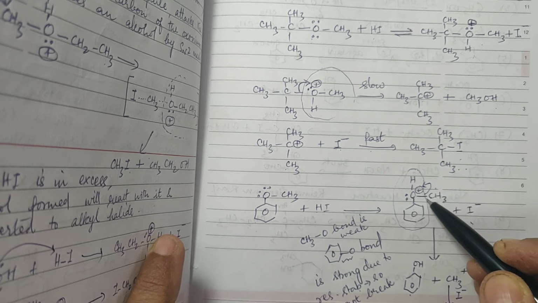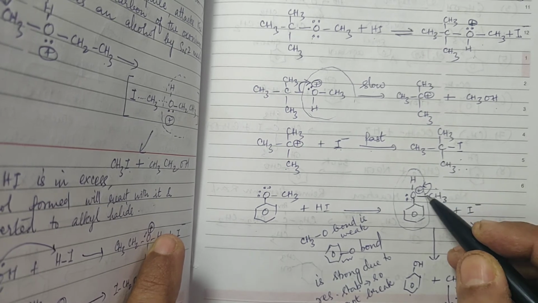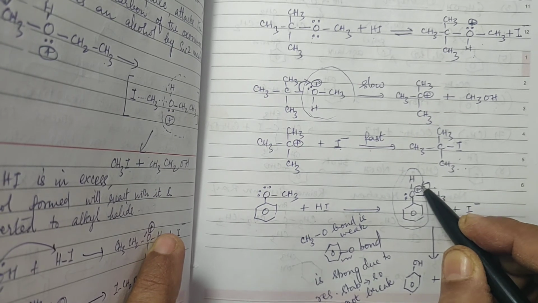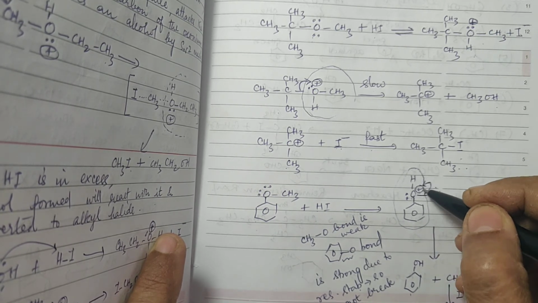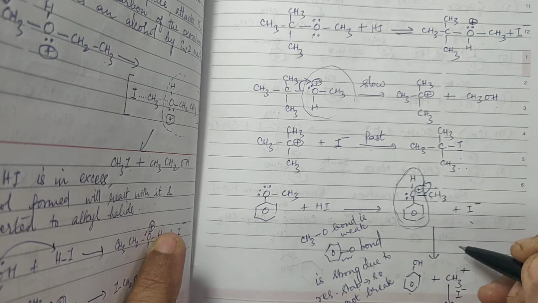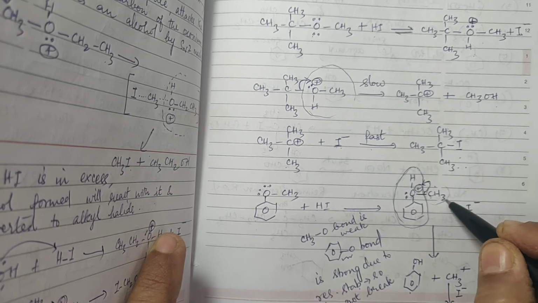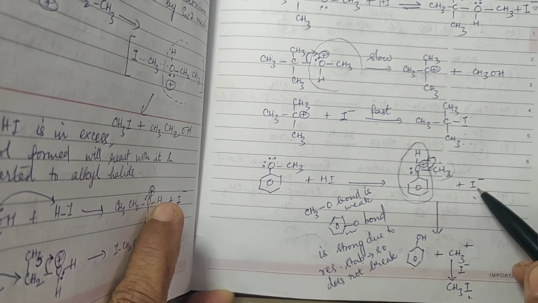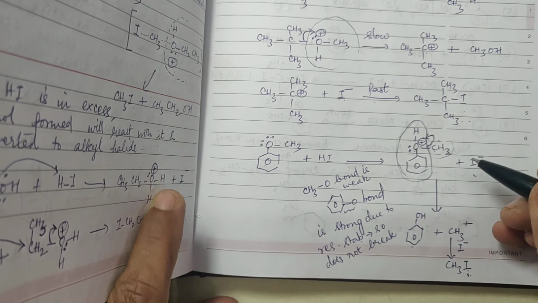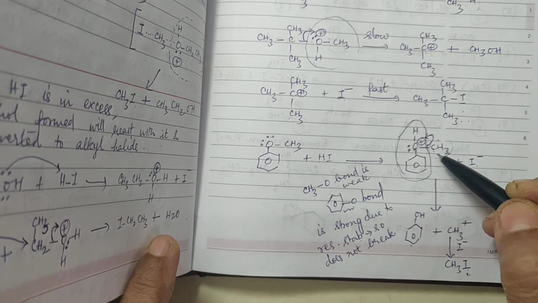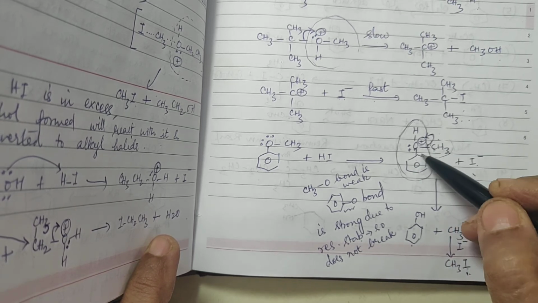Which C? It is the alkyl group C with O. That bond is getting cleaved. This bond will go towards the positively charged oxygen and it will neutralize the positive charge on oxygen and will come out in the form of phenol. Okay, and this will be left as CH3 positive, and that CH3 positive will react with I minus, giving rise to CH3I.